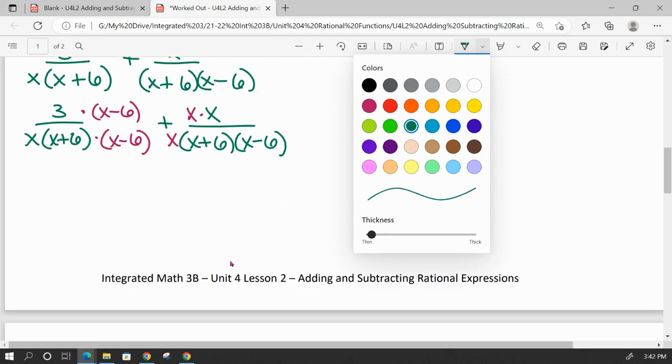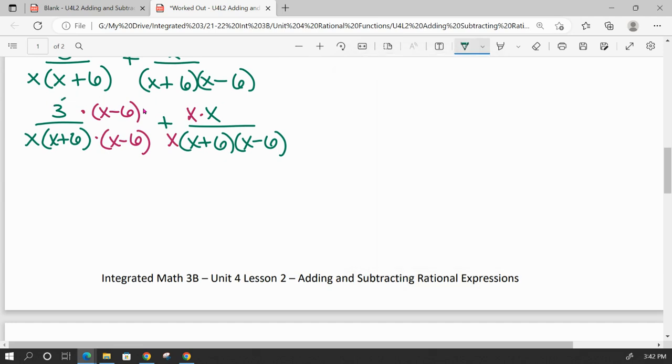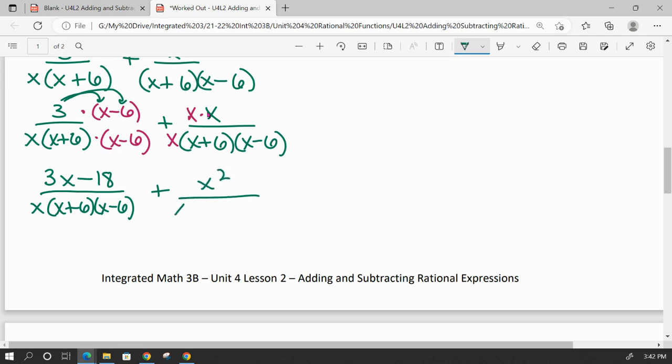Now we're going to simplify our numerators. So the 3 has to be distributed to the x and the negative 6. 3 times x is 3x. 3 times negative 6 is negative 18. Denominator is going to be x plus 6, x minus 6. In the second fraction, you're going to multiply your x times your x, which is x squared. Denominator again is x, x plus 6, x minus 6.